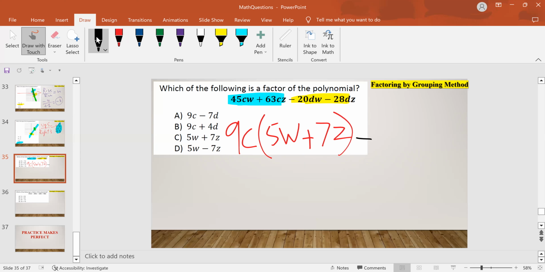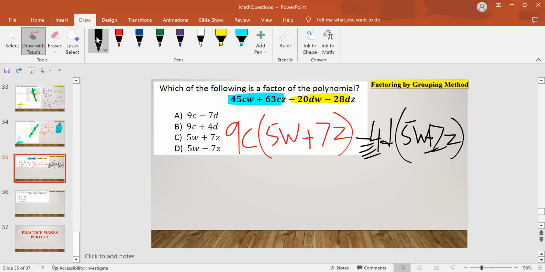We have a 20 and 28. So we can use here 4 as the common factor. So we're going to have negative 4d, parenthesis, 5w, because negative 4 multiplied by 5 gives you negative 20. Okay, plus 7z. Yeah, remember, negative 4 multiplied by positive 7 gives you negative 28.